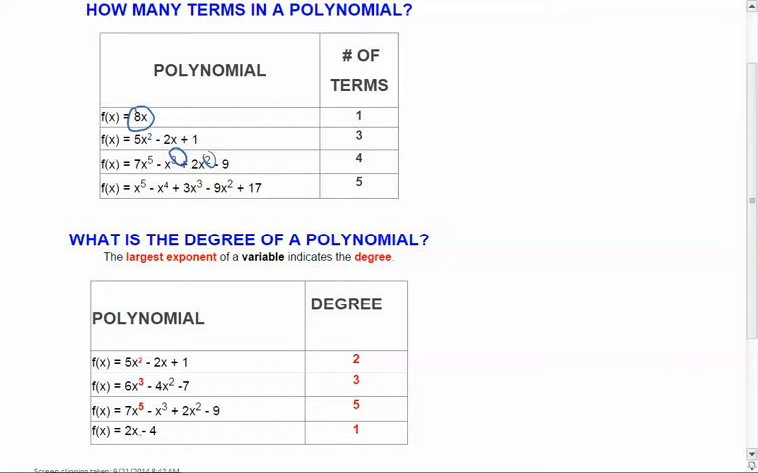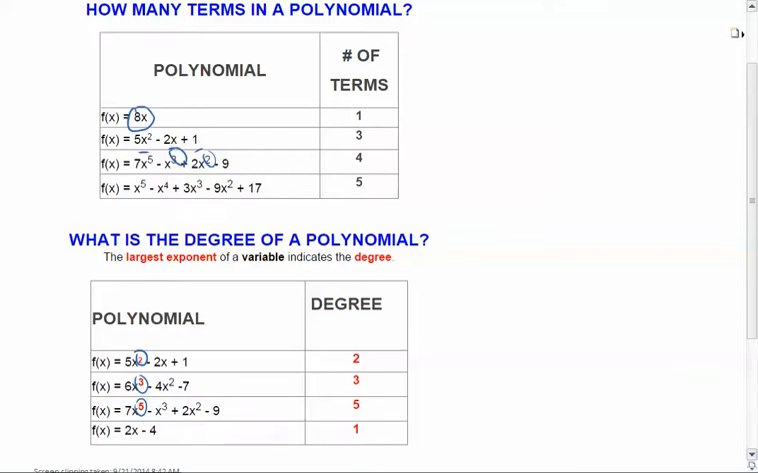Same thing down here. There's a difference though between the number of terms and the degree of a polynomial. If you take a look at these ones here, first of all, how many terms? Just simply count them. It's pretty easy and straightforward. You're going to see here that there's 3 here, 1 term, 4, and 5. But the degree is what the highest exponent says, so you can see here that it's going to be 2, 3, or 5.